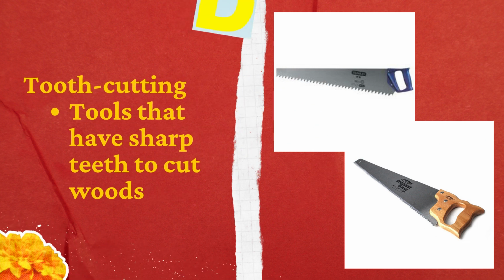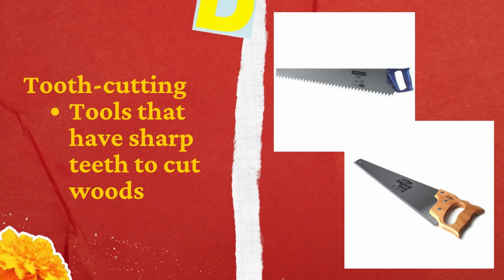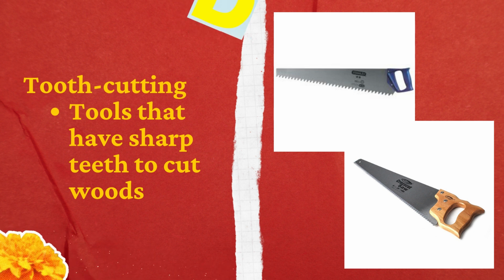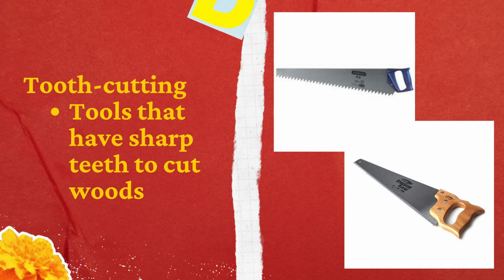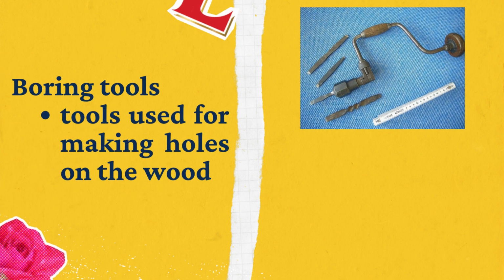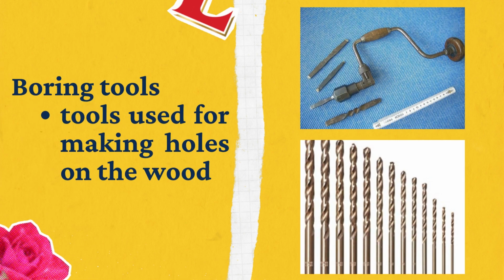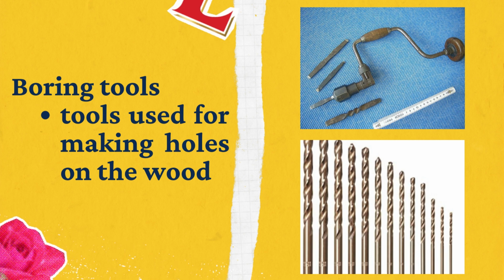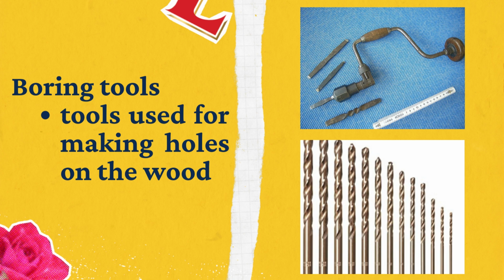Tooth cutting tools. Examples are handsaw and rip saw. These are tools that have sharp teeth to cut woods. Boring tools. Tools used for making holes on the wood. Examples are brace and drill bit.